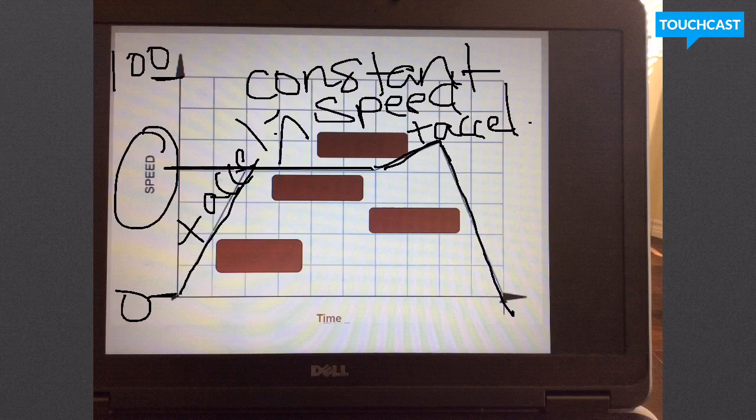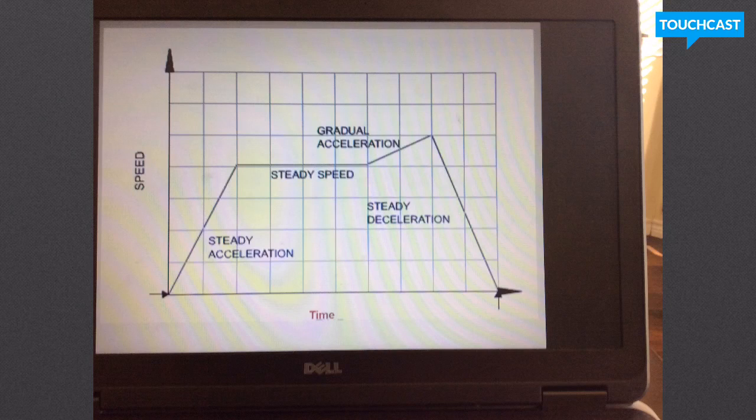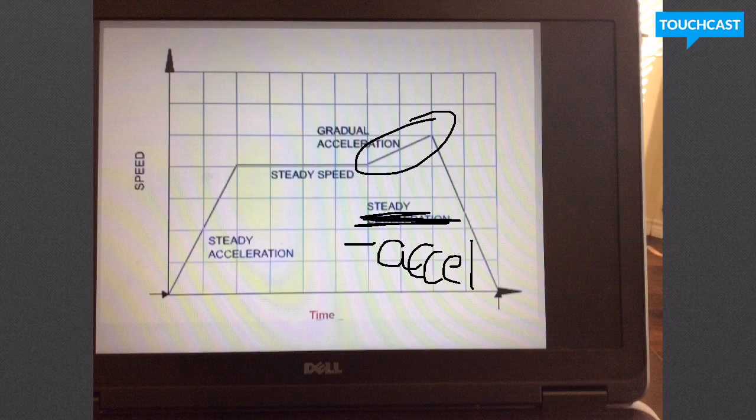And then here, what did I do? I slowed down all the way back to 0, so that's negative acceleration. So this is kind of what you should have. I have steady acceleration, a steady speed or constant speed, a gradual acceleration because I didn't accelerate a whole lot when I got to this point here. Okay, now remember, this is not a word. What do we say instead of deceleration? We say negative acceleration. And that's part 2 of your types of graphs.